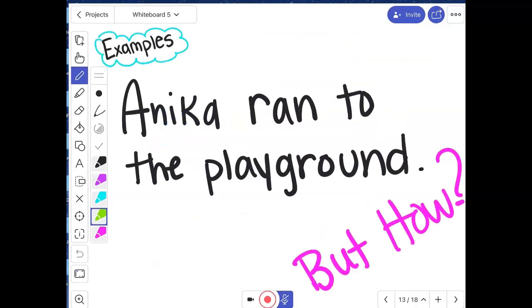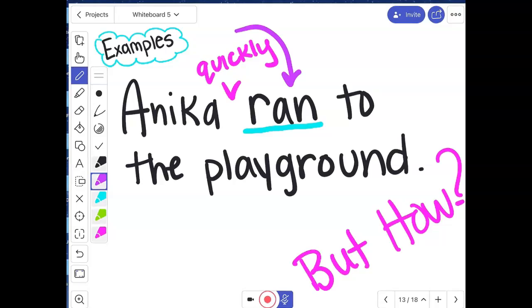Here's a basic sentence. Anika ran to the playground. Now, the verb in this sentence, the thing you can do, is ran or run. But how did she run? Well, she could have run slowly, she could have run quickly, she could have run sillily, she could have run all sorts of ways. But I'm going to say Anika quickly ran to the playground. Quickly is an adverb. It describes how Anika ran. So it gives us a little bit more specific information into how that verb was done.